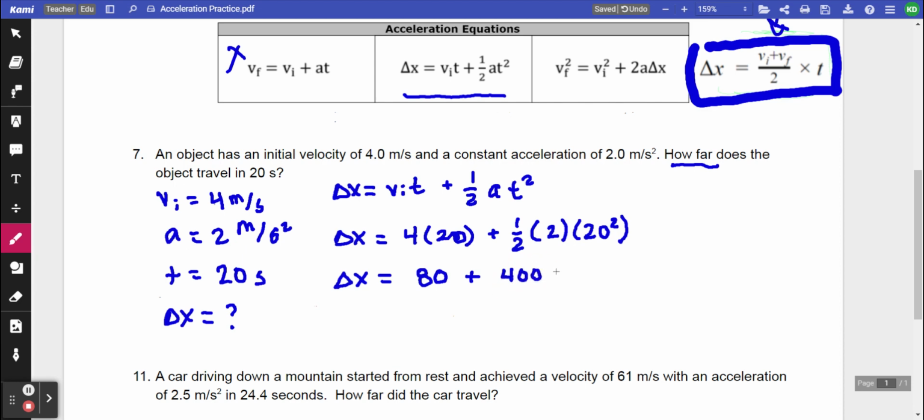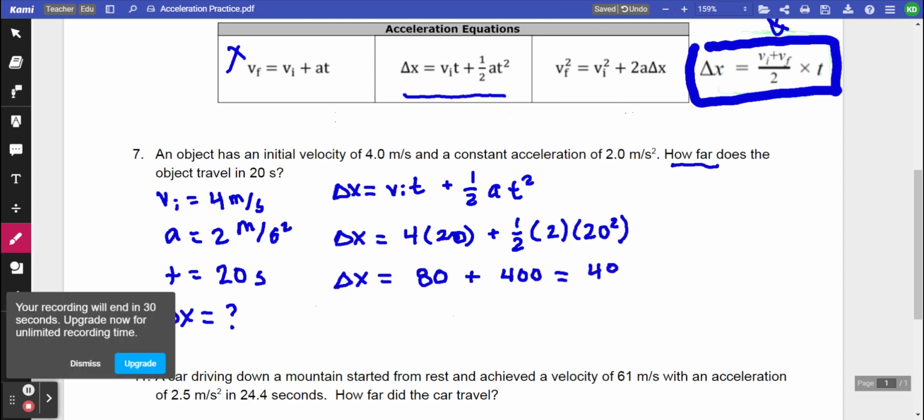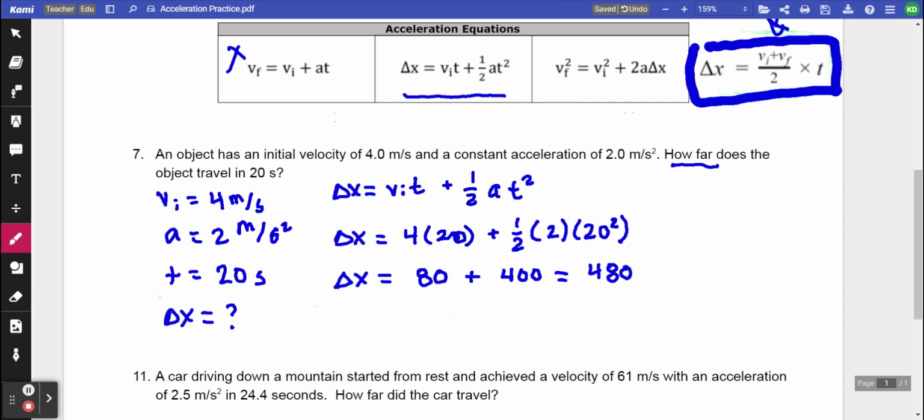And so delta x is equal to 80 plus 400, which is 480. And it is a displacement that we're looking for. And if you look at your units, you can see that your seconds are all going to cancel up there. You're just going to be left with meters, which is the unit that you should have for a displacement. So the answer to number 7 is 480 meters. We're also going to work number 11, but I'm going to do that in a separate video.